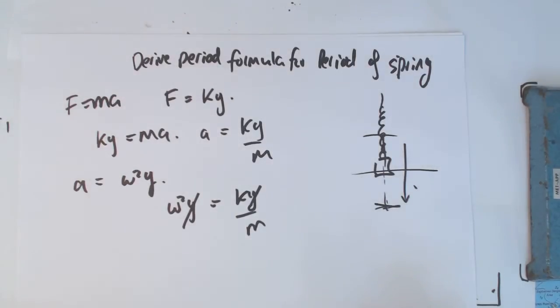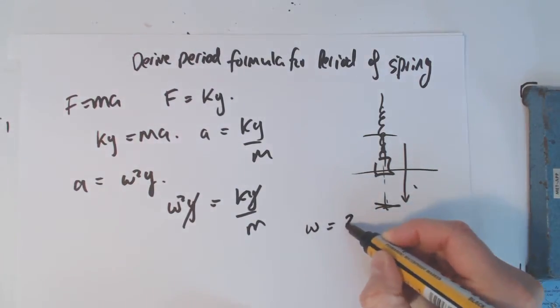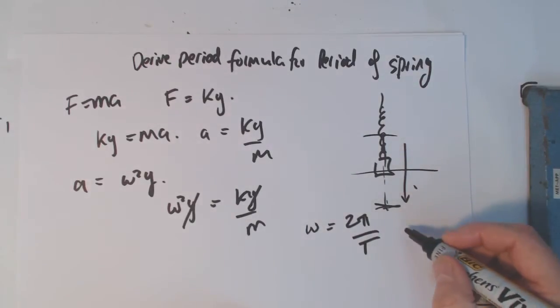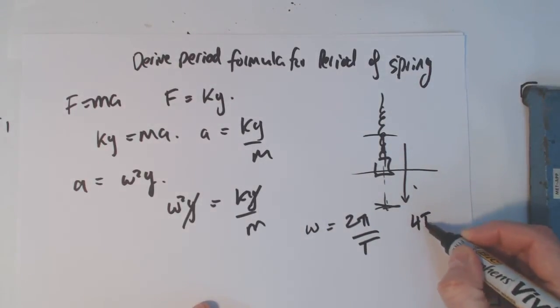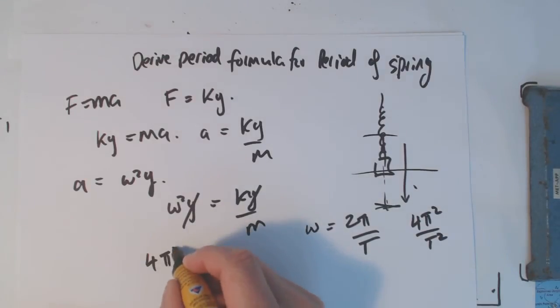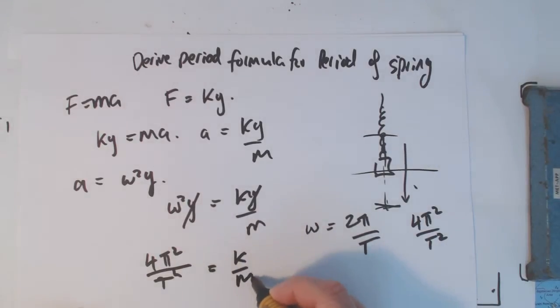And we're almost already there. The spring one actually is a lot easier than the pendulum one. So we can say that omega equals 2 pi over the period. So omega squared is equal to 4 pi squared over T squared. So 4 pi squared over T squared is equal to k over m.